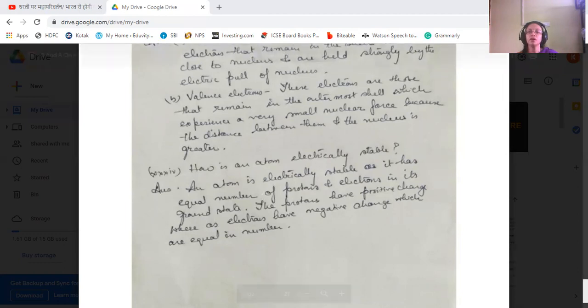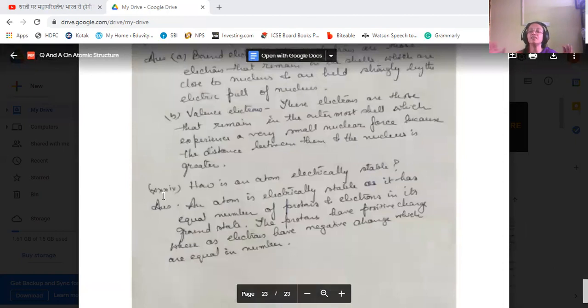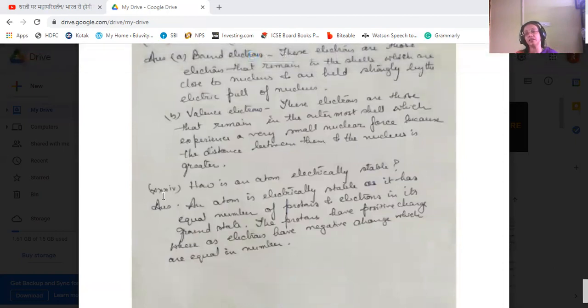So this is the end of atomic structure, and this is the end of the science syllabus of class 8 according to the ICSE syllabus. I will start in my next video with class 9. First, I will start with biology.